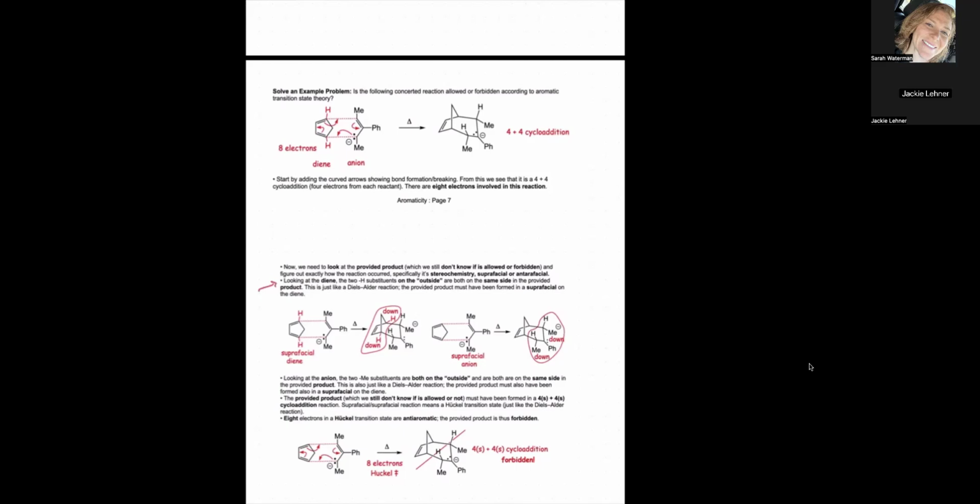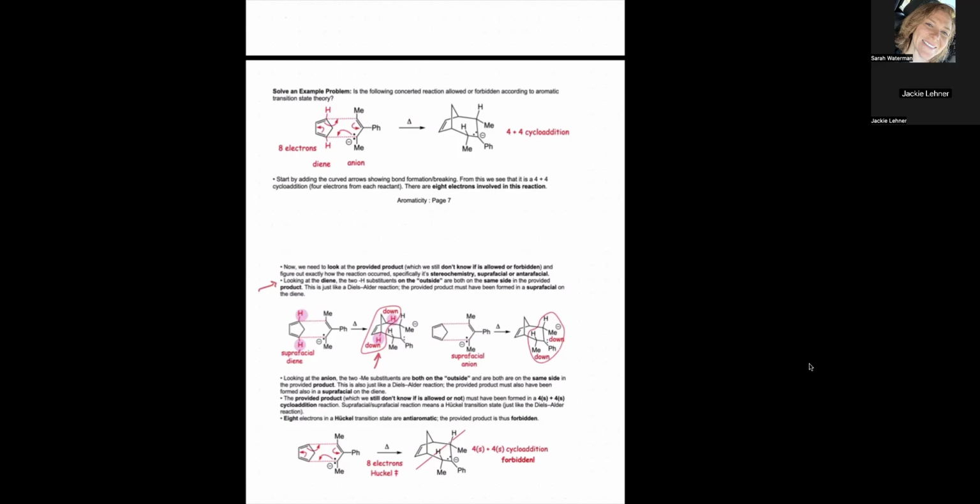How do you know that? Okay, so looking at the diene, the two hydrogen substituents on the outside are both on the same side in the provided product. So the provided product here has these hydrogens, so this hydrogen is also here. So it's saying this is just like the Diels-Alder reaction where the provided product must have been formed in a suprafacial manner. When Diels-Alder happens, it's allowed because it's doing suprafacial on the diene, right?